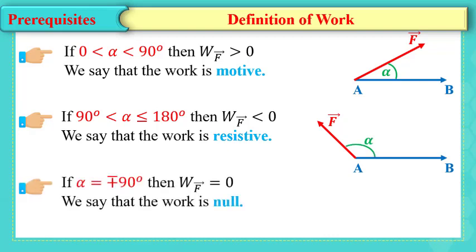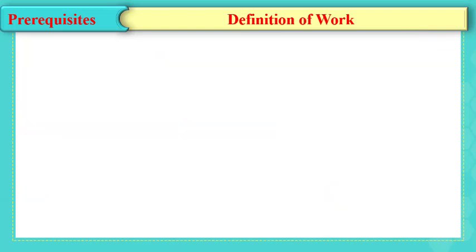The final case, if alpha is 90, it means the force is perpendicular to the displacement, then the work is 0, and we say that it is null.